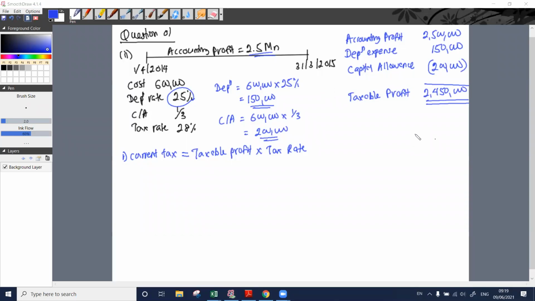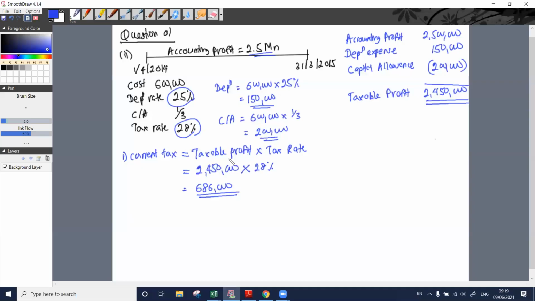Okay, yes. Now we know the taxable profit we have computed by a separate working, that is 2,450,000 taxable profit into tax rate. Tax rate is given as 28%. Therefore, what should be the current tax expense? 2.45 million into 28%, 686,000. This is the current tax expense.